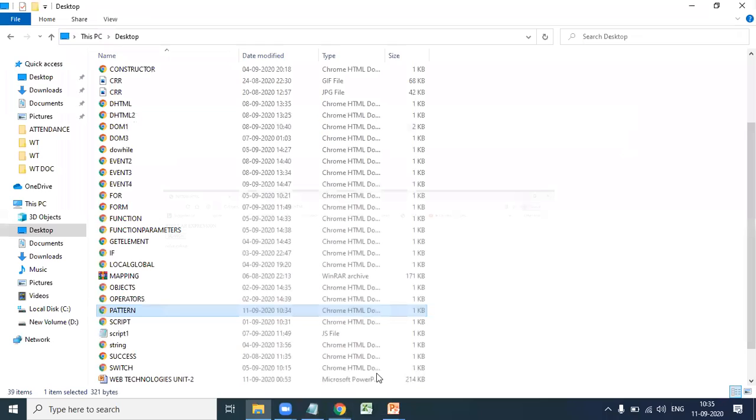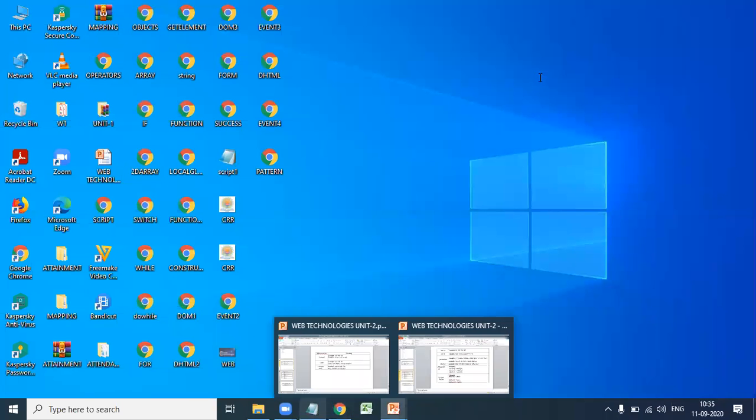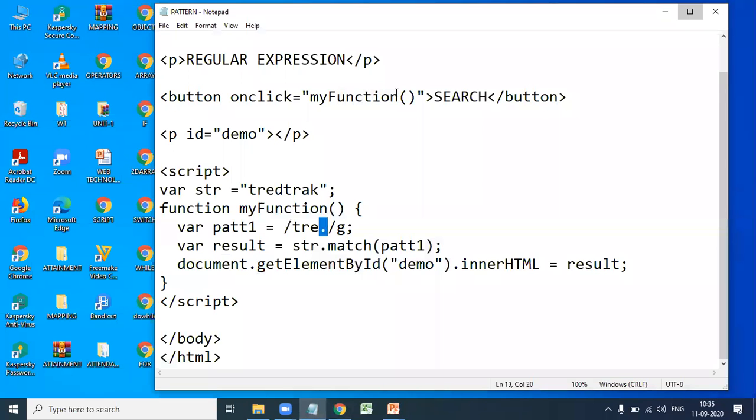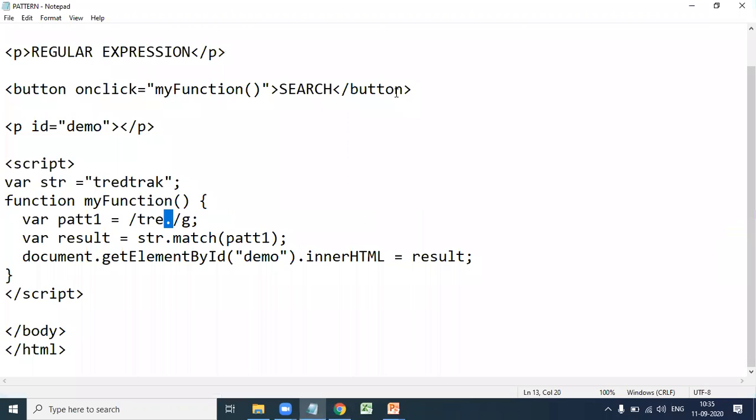What is the output for this program? One of you respond in the chat box. TRE dot means it takes any character in this position, that means str dot match of pattern. Here we search the string with TRE dot, taking any character in this position.